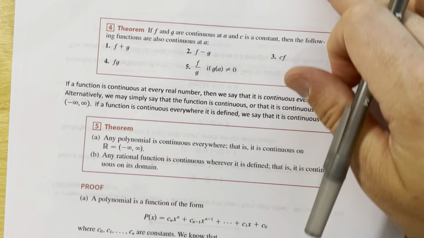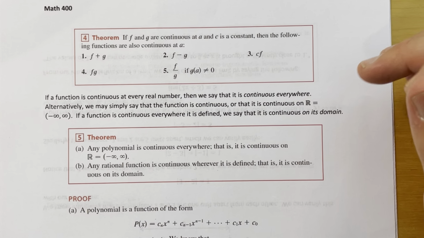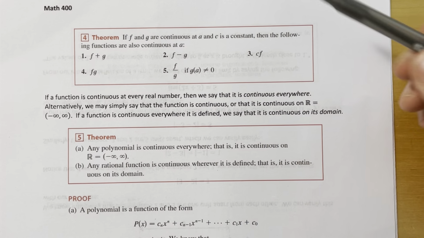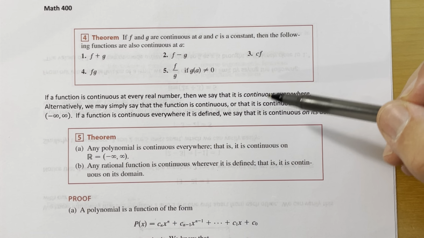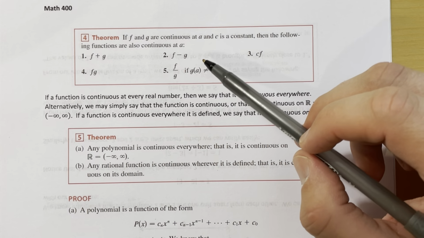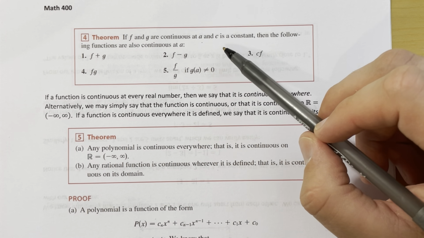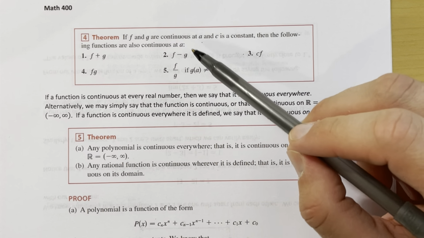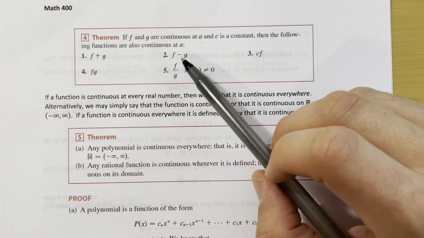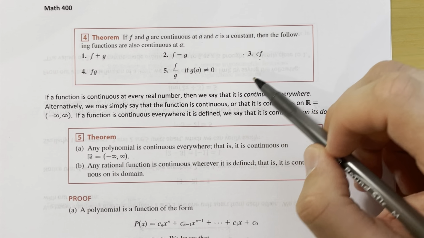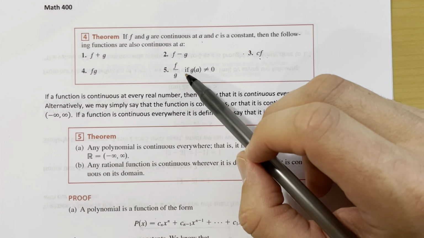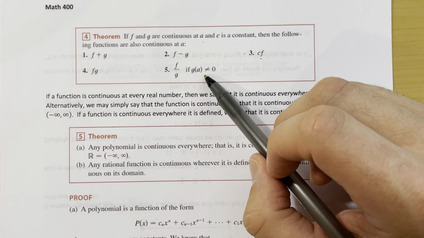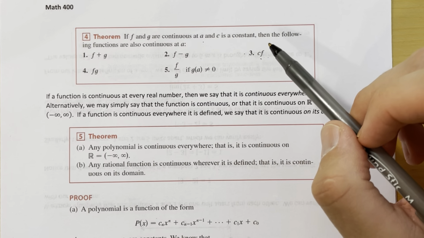So let's come up here. This next theorem talks about how we can construct continuous functions out of other continuous functions. So it says if f and g are continuous at a, and if c is any constant, then the following functions are also guaranteed to be continuous at a. So f plus g, f minus g, that constant times f, f times g, f over g, as long as the number that we're continuous at, g of a, is not equal to 0, because then this would be undefined.